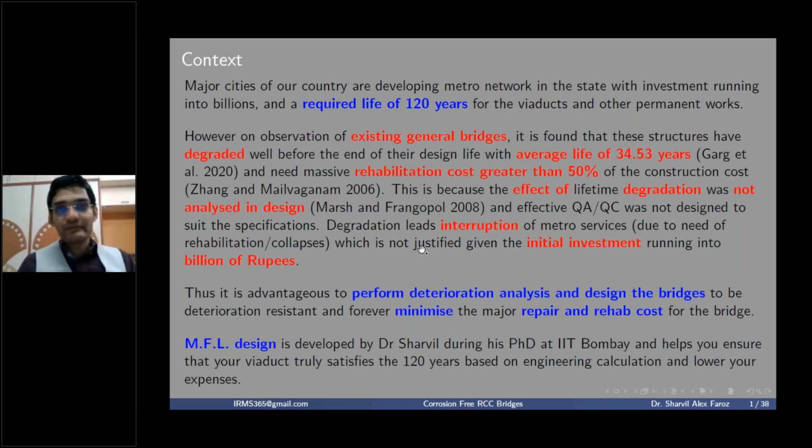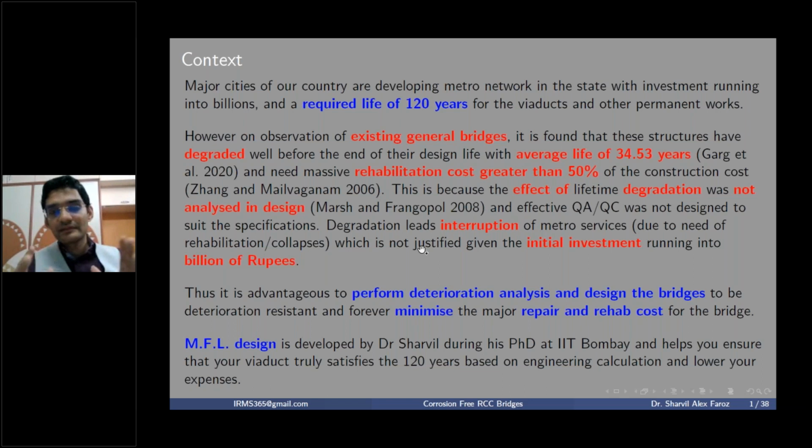I think for one of the metro railways, the cost has gone up to something like 10,000 crores. So much money we are spending, and if the bridges or the viaducts will not last for a very long time, are we really doing good engineering? So that was the main motivation.